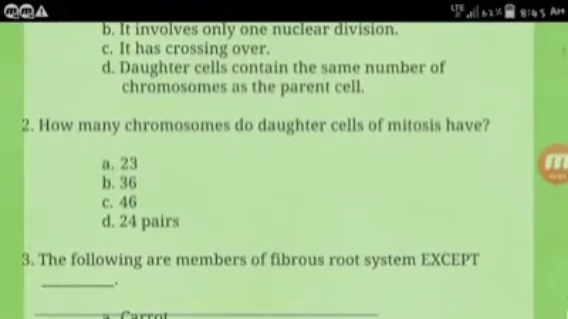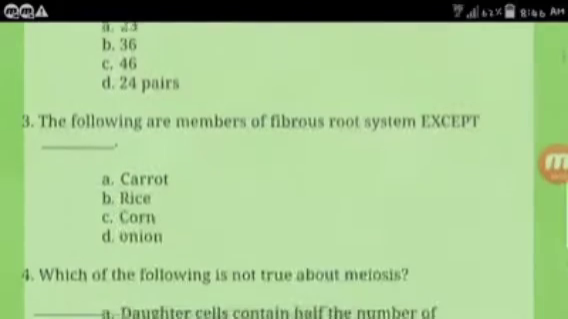Next, number 2, how many chromosomes do daughter cells of mitosis have? So it's 46 chromosomes. If it's asking for how many pairs of chromosomes, you're going to answer 23 pairs of chromosomes. Okay, the answer here is letter C, which is 46.